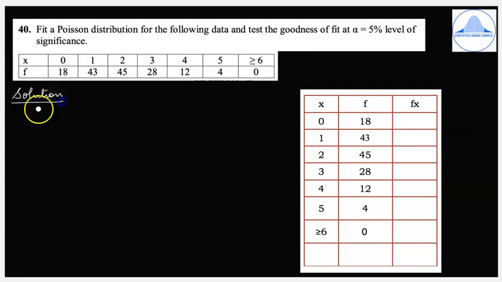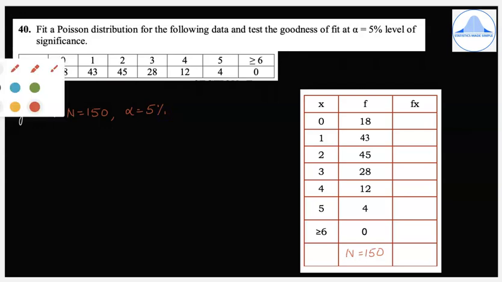So under solution, first I will write given. Now I will add the frequency. So when I add the frequencies, I will get capital N. So here I will write capital N is equal to 150. Next, under this given, I'll write capital N is equal to 150 and alpha is equal to 5%. This we will use later when we do the testing of hypothesis, that is goodness of fit.